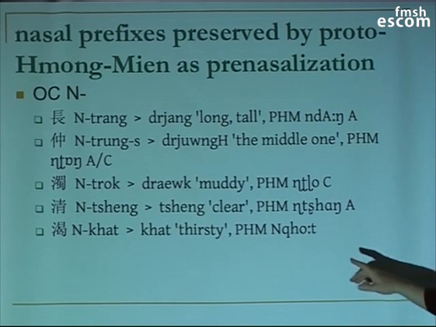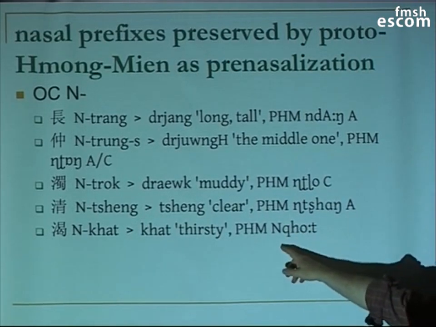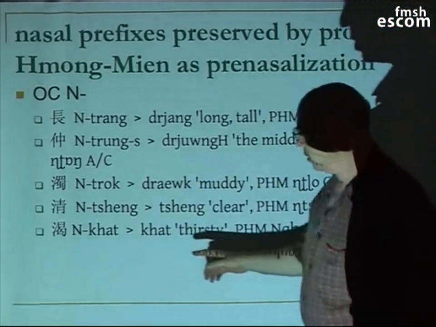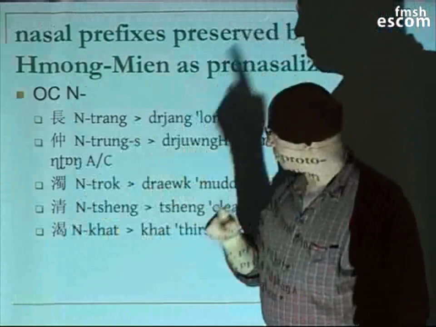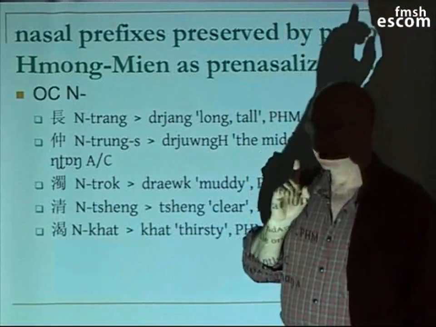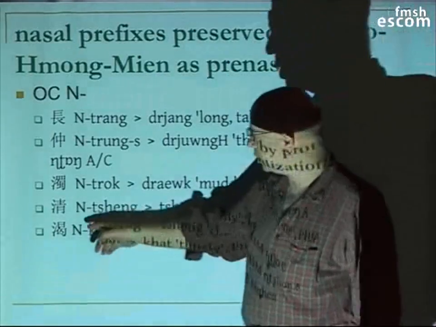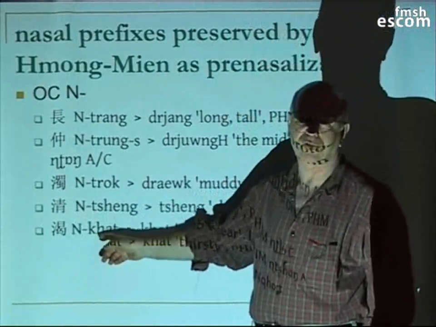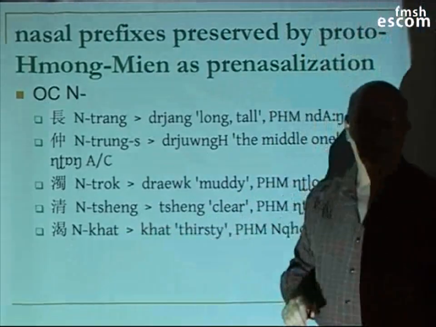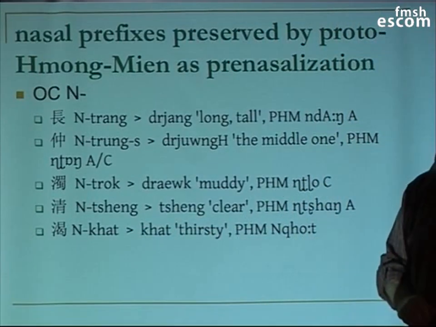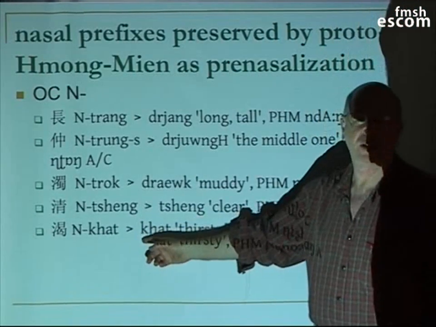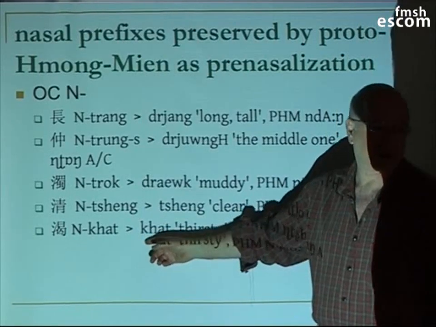Now, this is a case where Proto-Hmong-Mien has a prenasal, and we suppose, for that reason, a prenasal in Chinese, but as explained previously, we think capital N does not voice an aspirate. So what you get in Middle Chinese is this. An aspirate, a voiceless aspirate.